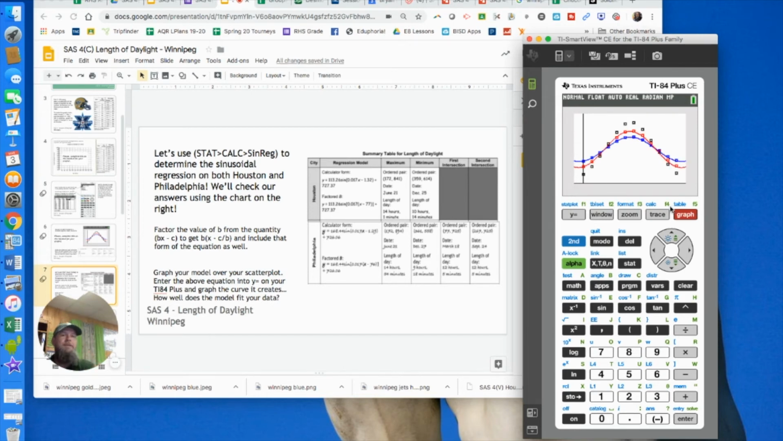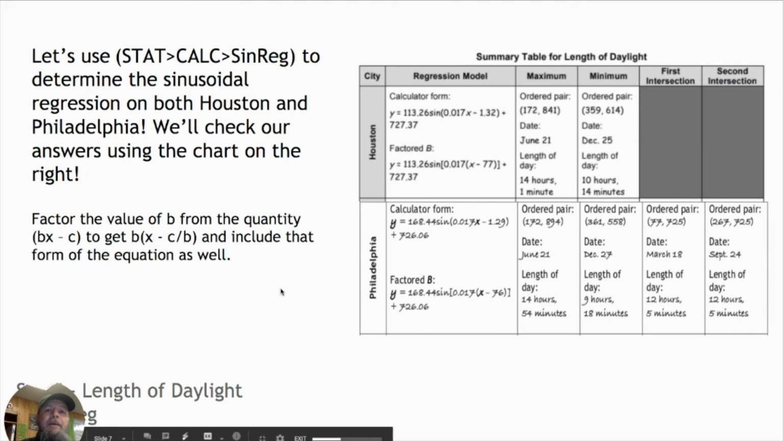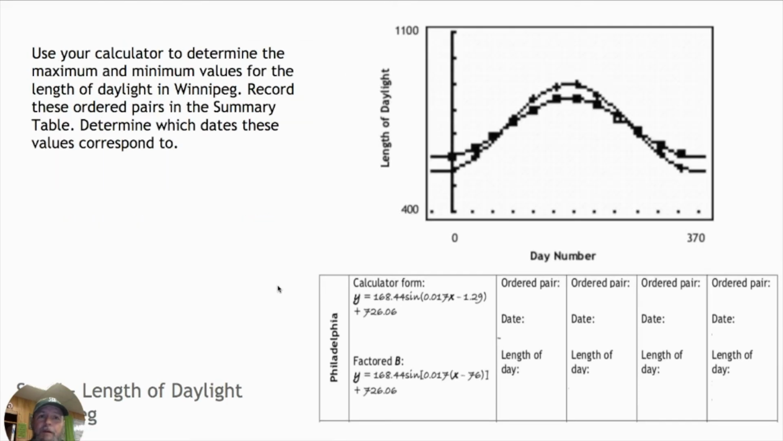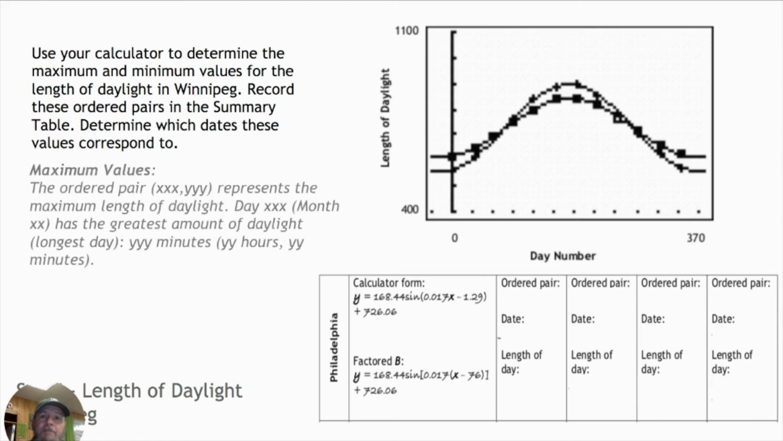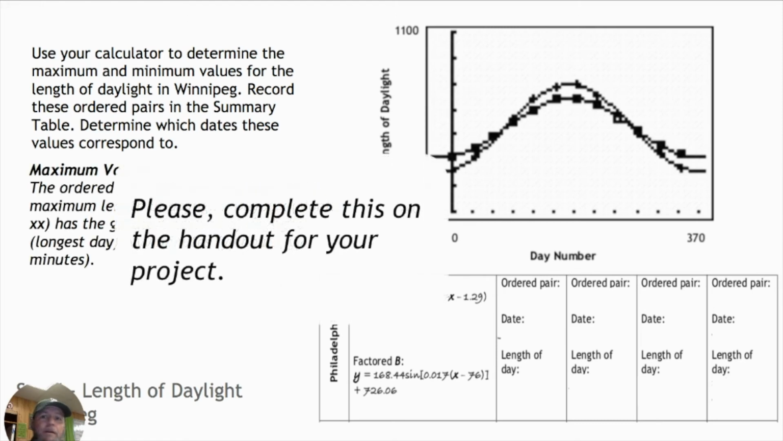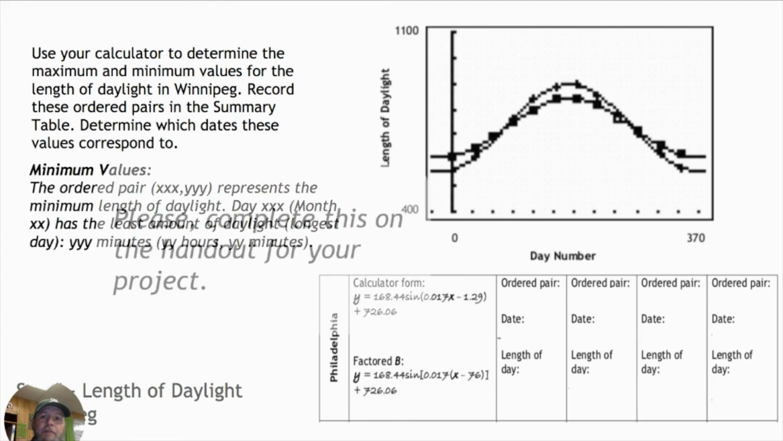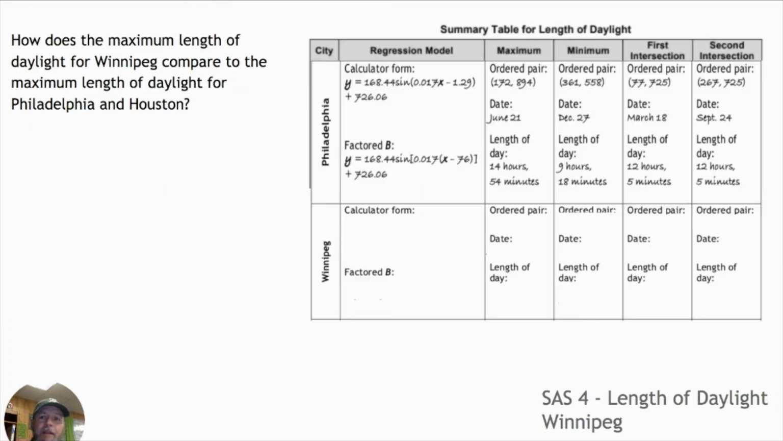So now that you see how to do this, you should be able to do the Winnipeg one. Now you see how to make that graph really well. It should be really simple. Use your calculator to determine the minimum and maximum values. You're going to do this on your handout. Do the same thing for minimums. Please complete this on your handout.